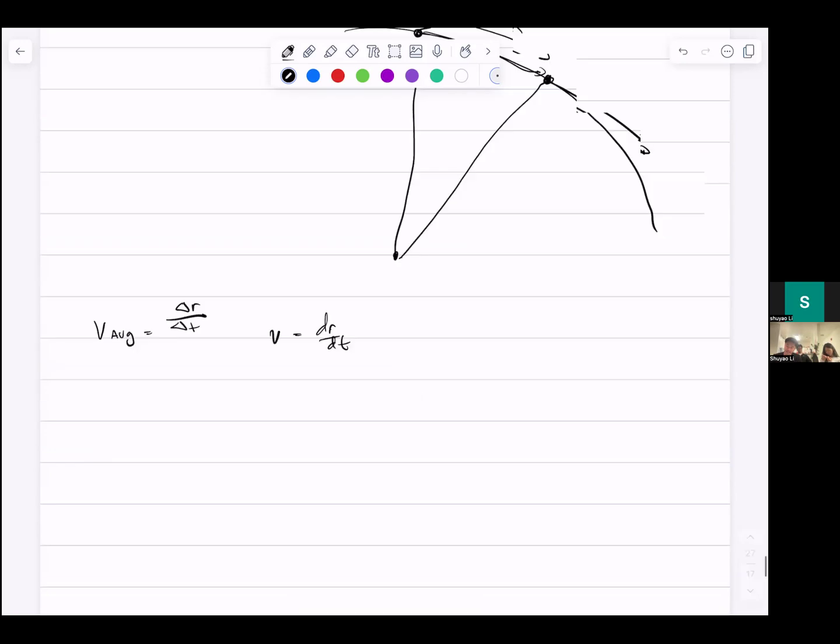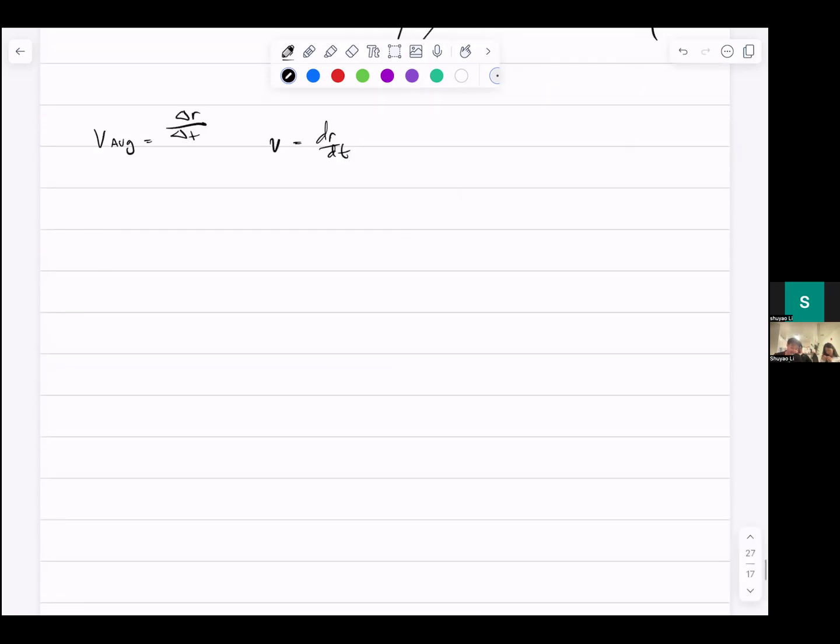For acceleration, we have average acceleration, which is change in v over change in t. And then we have instantaneous acceleration, which is dv/dt. And that's about it for acceleration.